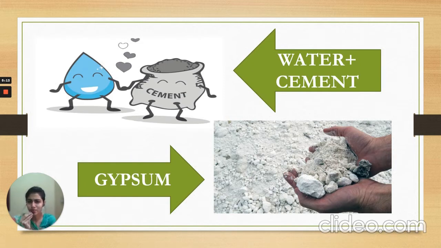Get a small amount of cement and add water to it and mix it very well. The ratio of water and cement should be well maintained. Balance should be there, only then it will start to harden. And as I said, gypsum is also added while manufacturing cement in order to control the setting of cement. Did you understand?